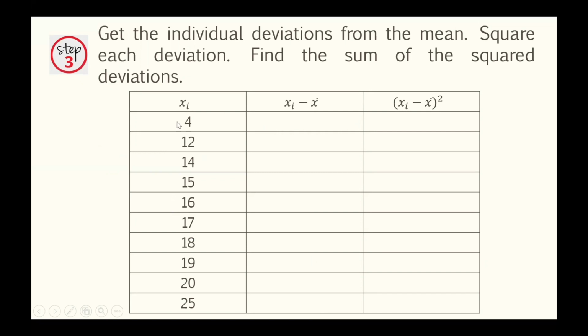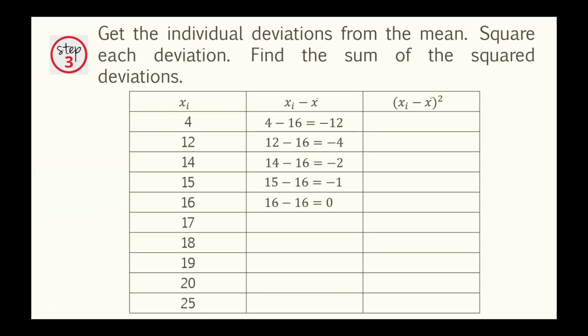So, first, you have 4 minus 16, that is negative 12. The 16 was obtained in step number 2, which is the sample mean. So the difference is a negative number, which is negative 12. When you square that, it would be a positive number. Later, we're going to identify what is the square of negative 12. Next is 12 minus 16 is negative 4. 14 minus 16 is negative 2. 15 minus 16 is negative 1.